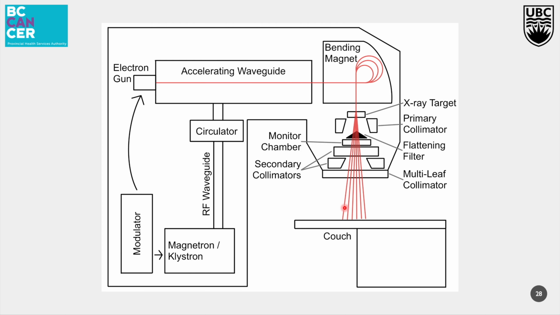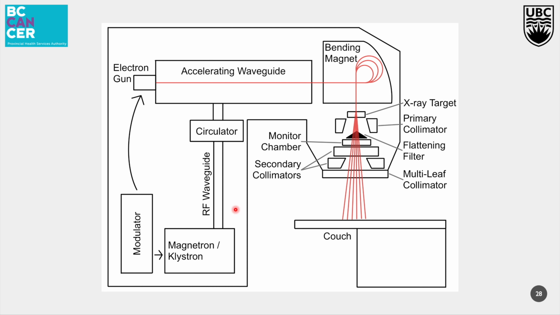But the important part of the treatment head that I do want to point out is the collection of collimators. So we have primary and secondary collimators here, and for a photon beam configuration as is shown here, we also have a multi-leaf collimator. And all of these are used to properly focus and shape the beam to exactly what we want to target. Now, in addition to focusing the beam, we can also position the beam relative to the patient in a few different ways.